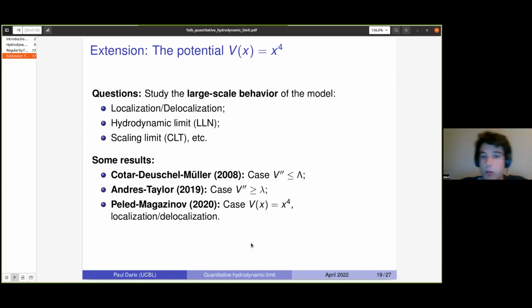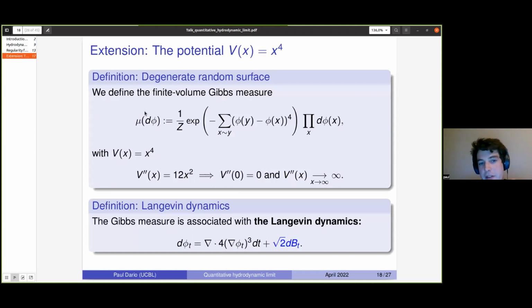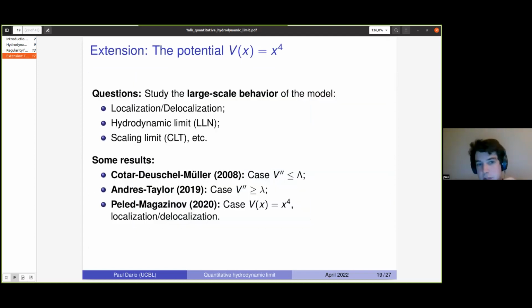And same question: you want to study the large scale behavior of the models. Same questions as before. If you sample φ from this measure in a big box of size L centered at 0, what is the typical size of φ(0)? Is there a hydrodynamic limit for this model?